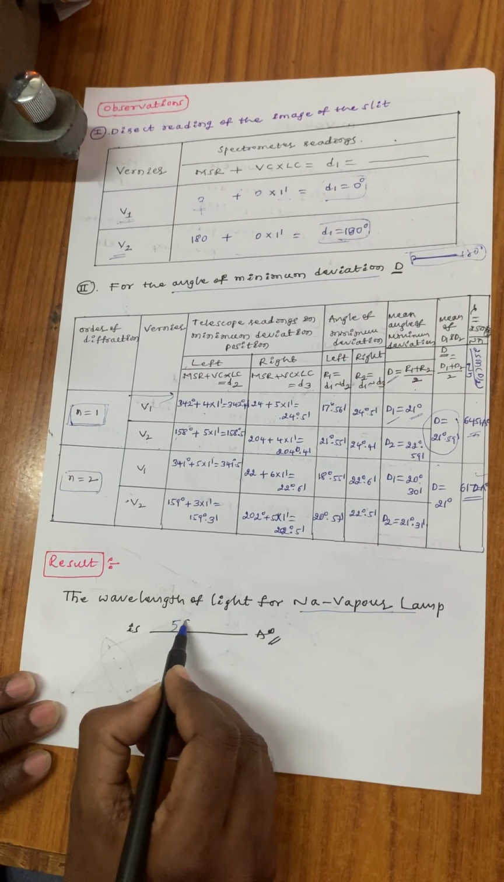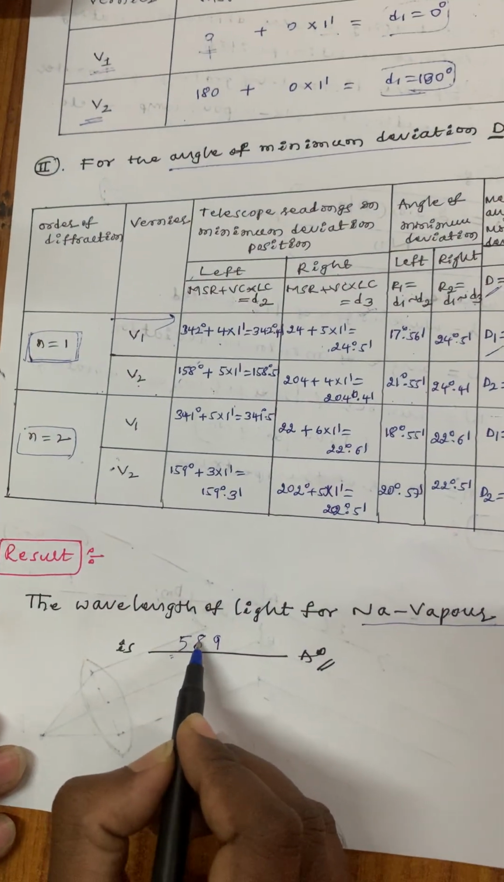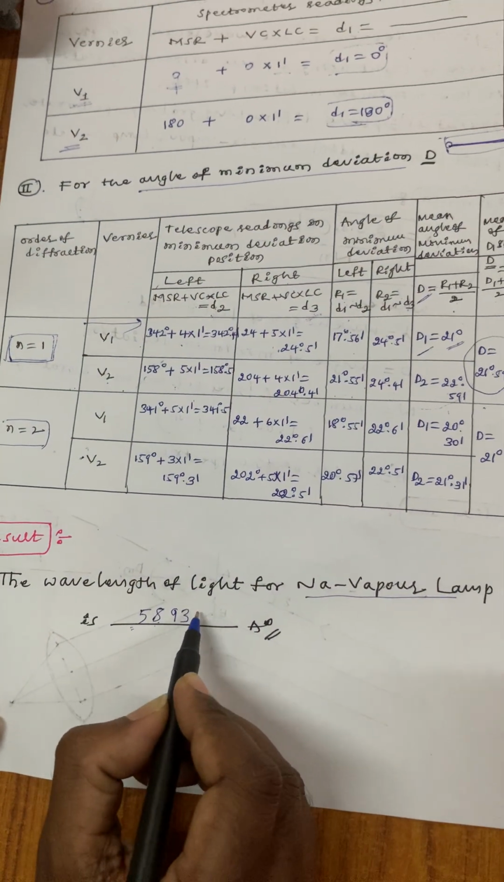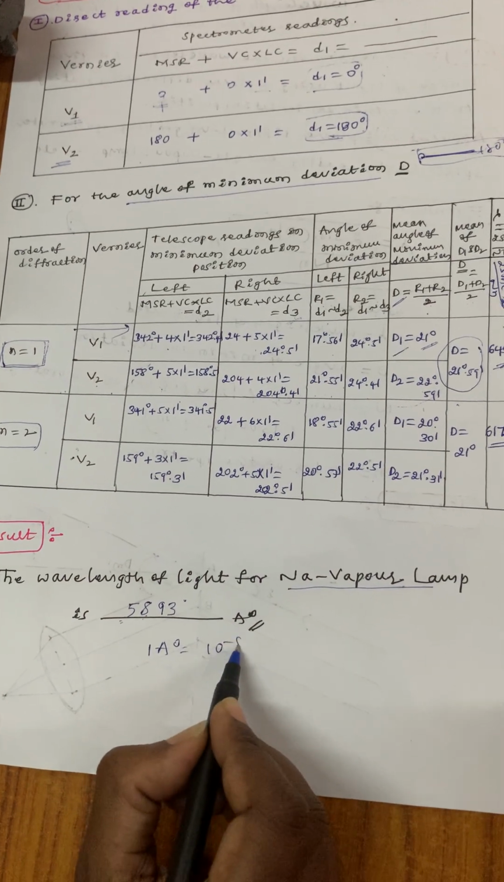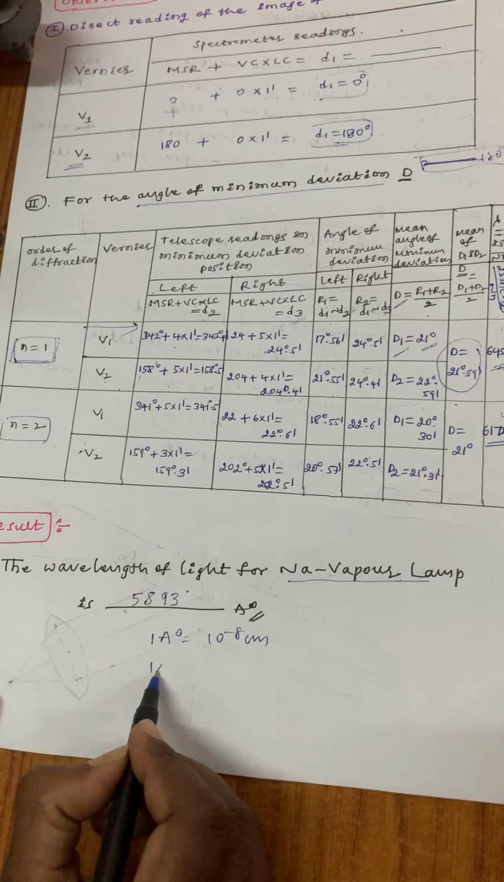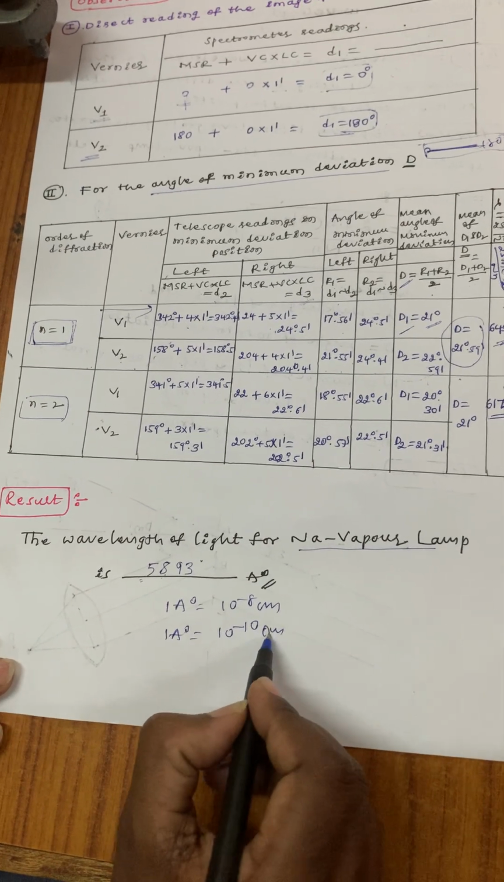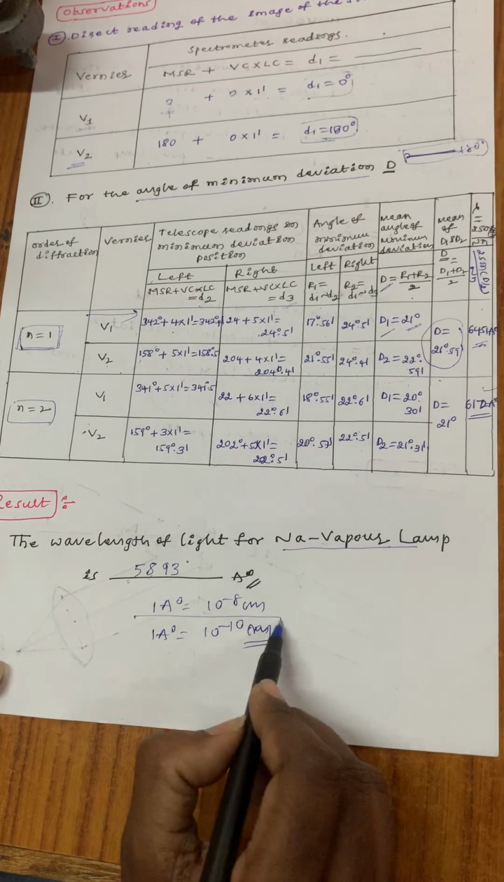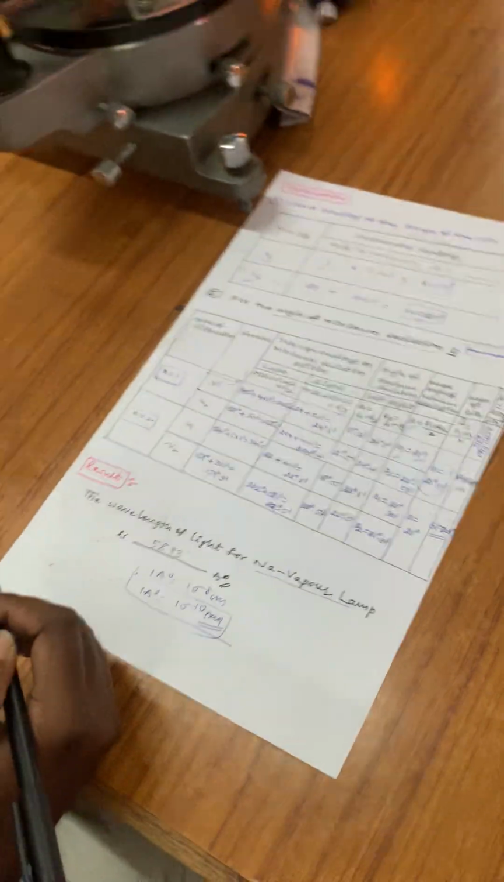How much are you getting? Approximately near 5893 angstroms. We need to get that. 1 angstrom is equal to 10 to the power of minus 8 centimeters, or 1 angstrom is equal to 10 to the power of minus 10 meters. So this is the experimental result. This way we have to write the wavelength of a sodium vapor lamp calculated by the minimum deviation method.